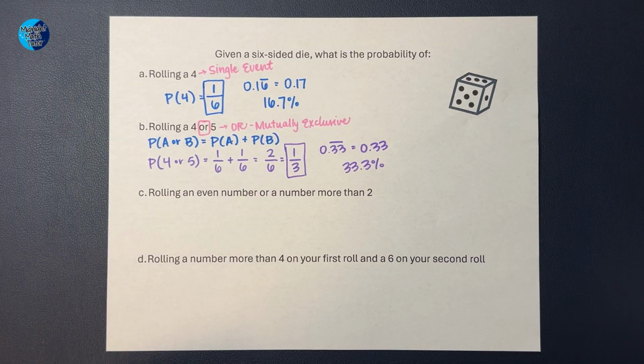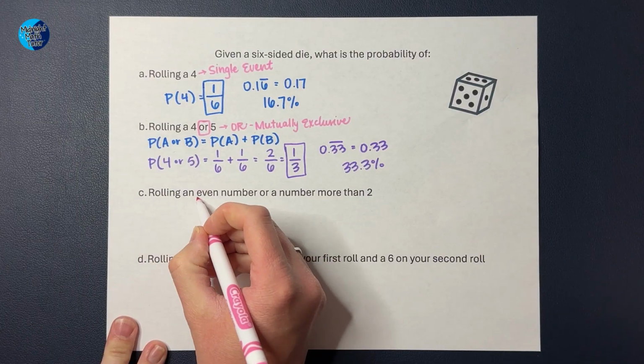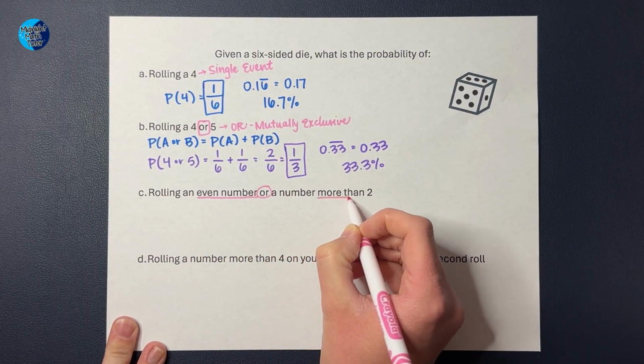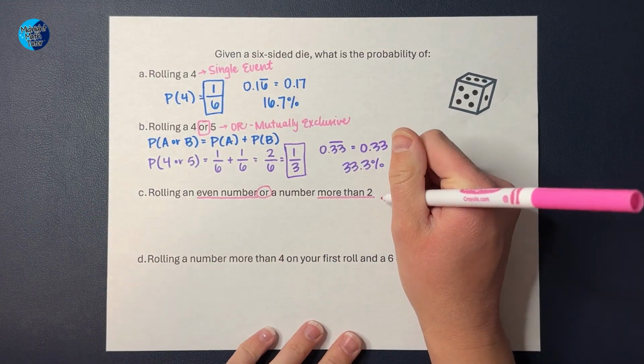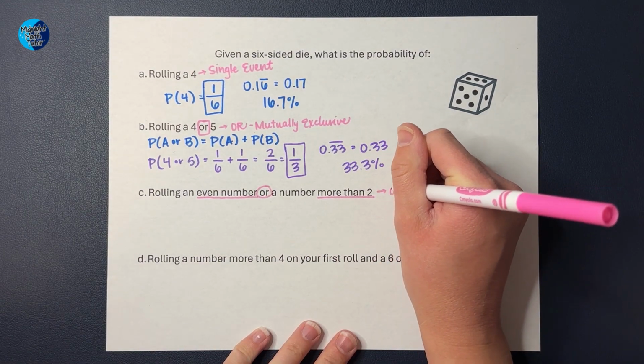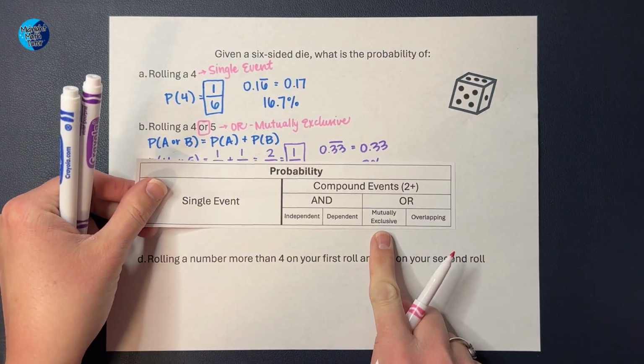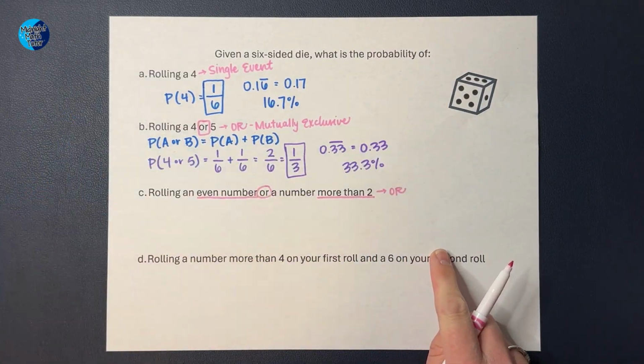All right, let's take a look at C. We want to know the probability of rolling an even number or a number more than 2. So this is an OR probability. We need to know if it is mutually exclusive or overlapping.